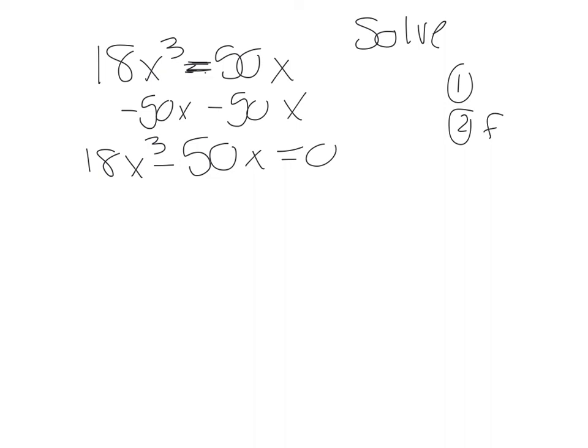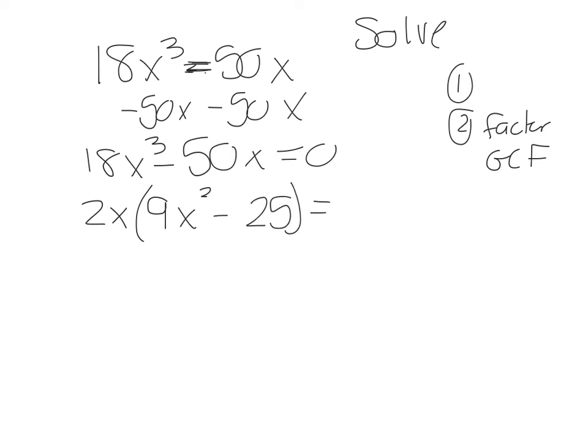Second step is to factor, and I will be looking for a GCF. First type of factoring I'll always try is GCF. So the GCF of this problem is there's a 2 and there's also an x. When I factor out the GCF, on the inside I get 9x squared minus 25 equals 0.